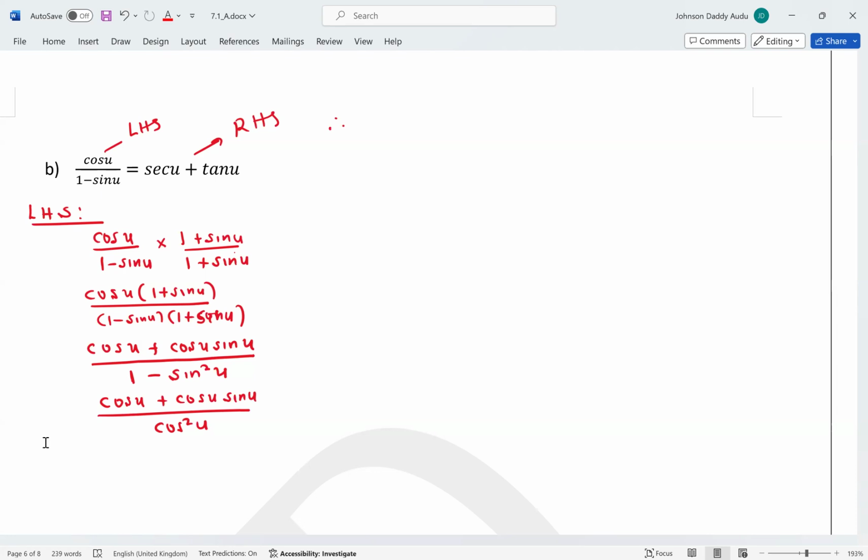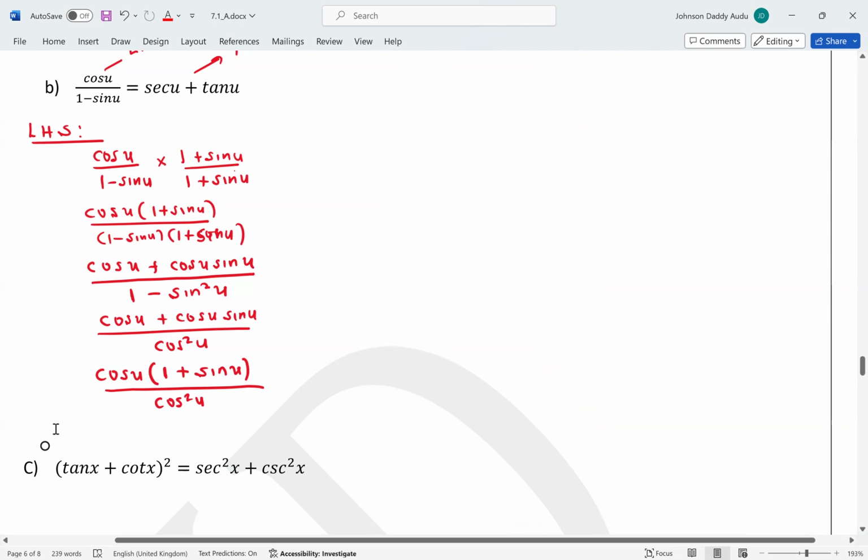Now, if you look at this, what is our goal? Our goal is to transform it to the right-hand side. So we have to be looking at what we want. We want to have sec u plus tan u. But here we can also take cosine u as a common factor so that you have 1 plus sine u. Am I correct? Then now you are dividing by cosine squared u.